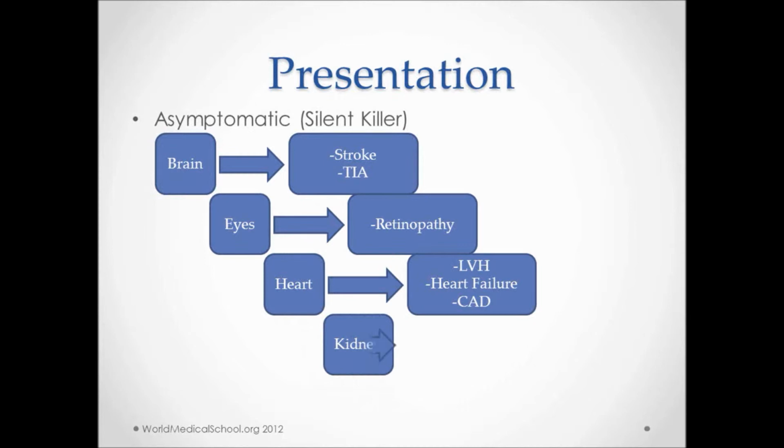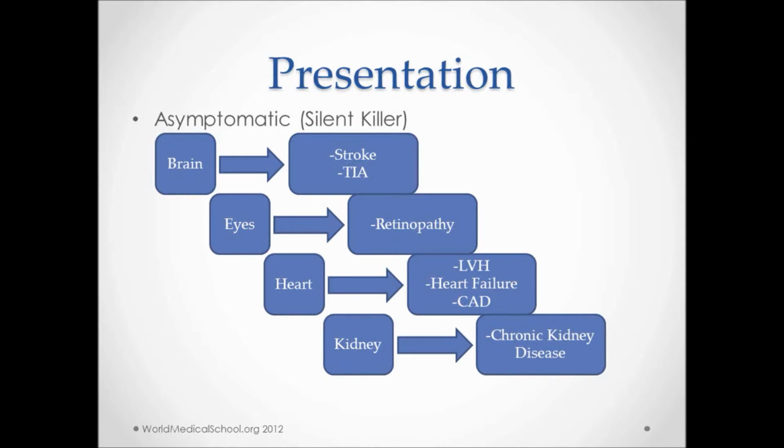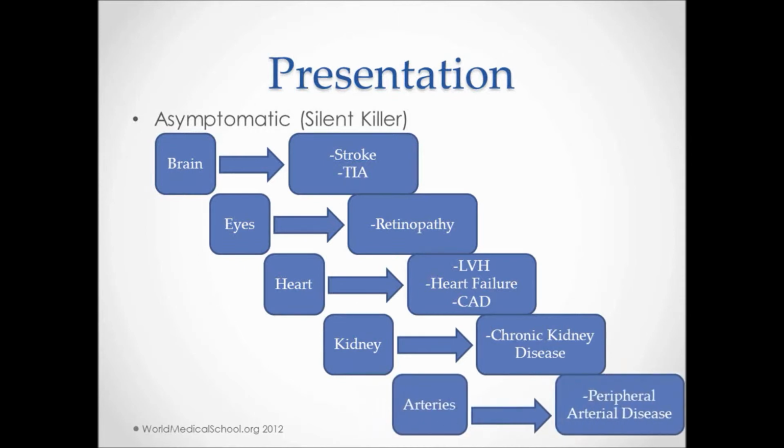Hypertension can affect the kidneys as well, causing chronic kidney disease. It can also lead to peripheral arterial disease, which can present as leg pain on walking, which goes away with rest, reduced nail and hair growth on the affected limb, and change in color or temperature compared to the normal limb.